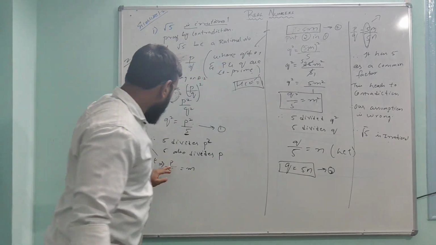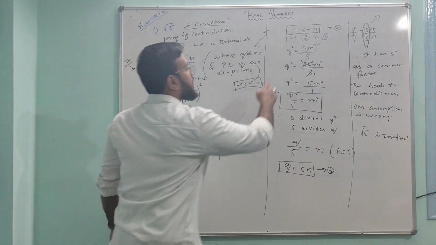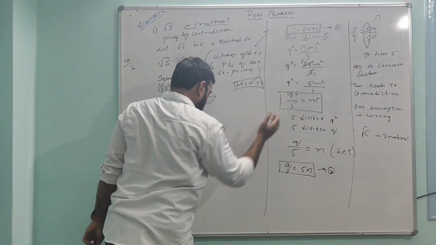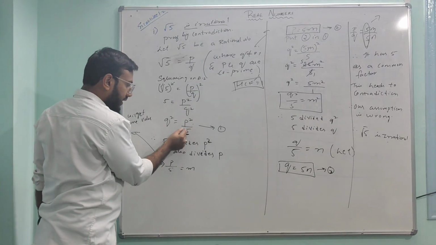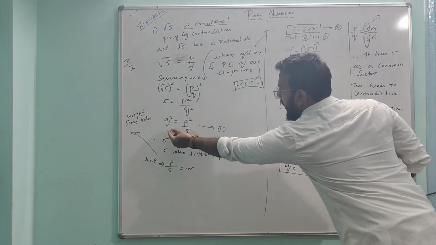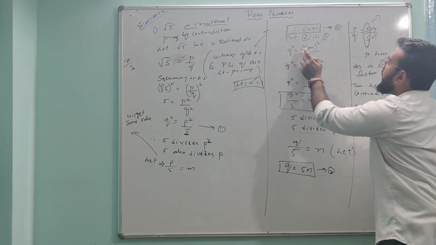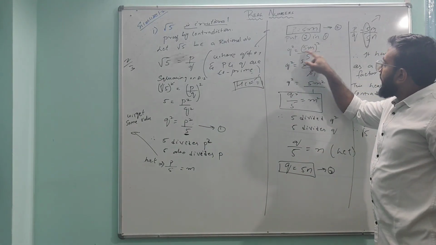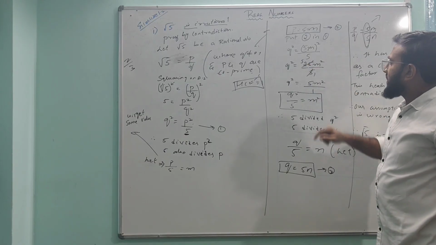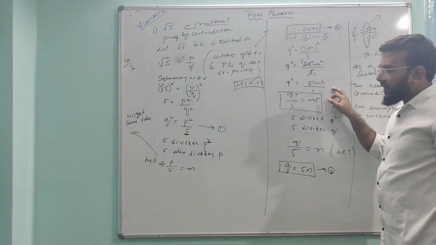After cross multiplication, p is equal to 5m. I am assuming that as equation number 2. Put 2 in 1: the value of p I'll put in equation number 1. So q square is equal to p square by 5, which is 5m square by 5. 5 fives are 25, 5 remains as it is. Q square is equal to 5m square.